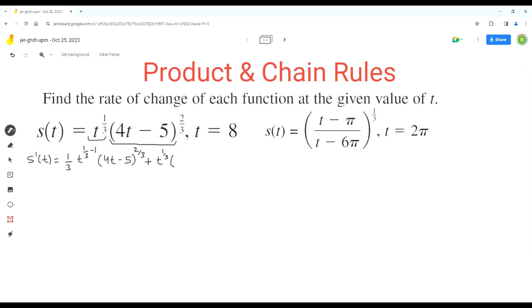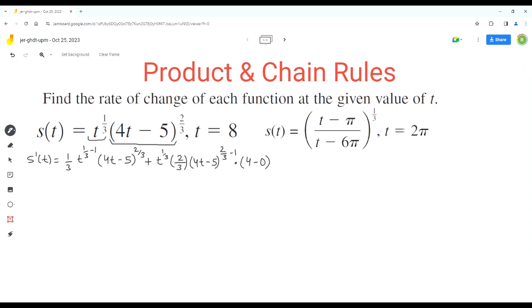the second function. We'll have to use chain rule because this function has an inner function 4t minus 5 and the outer function, which is an exponential function with exponent 2 over 3. The derivative of the outer function is, the exponent 2 over 3 comes to the front, the inner function stays the same, and we subtract 1 from the exponent, times the derivative of the inner function 4t minus 5, which is equal to 4 minus 0.